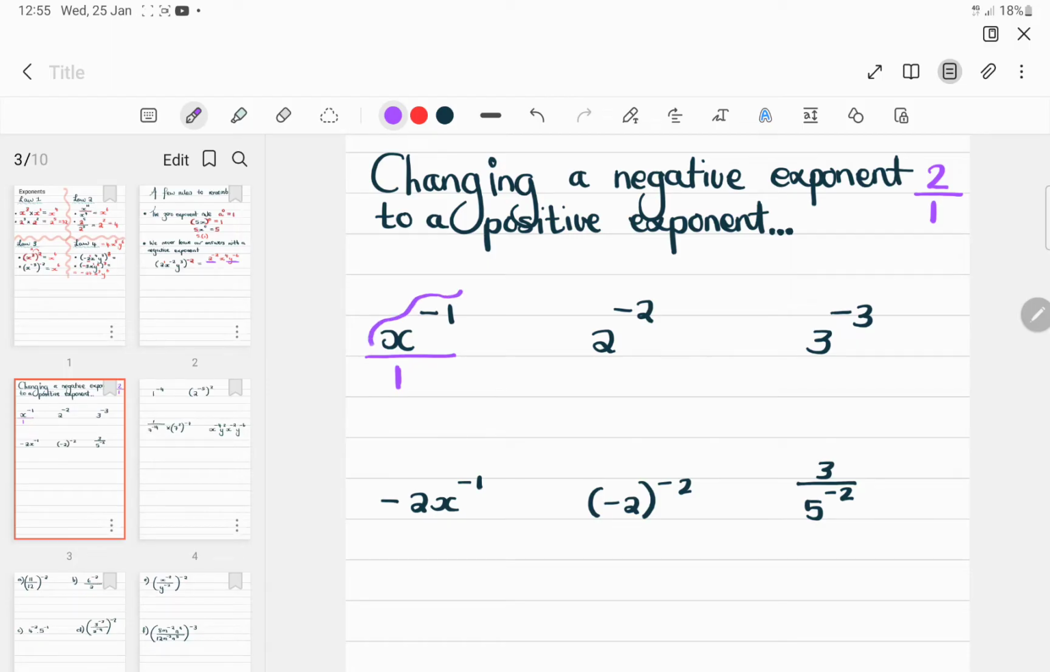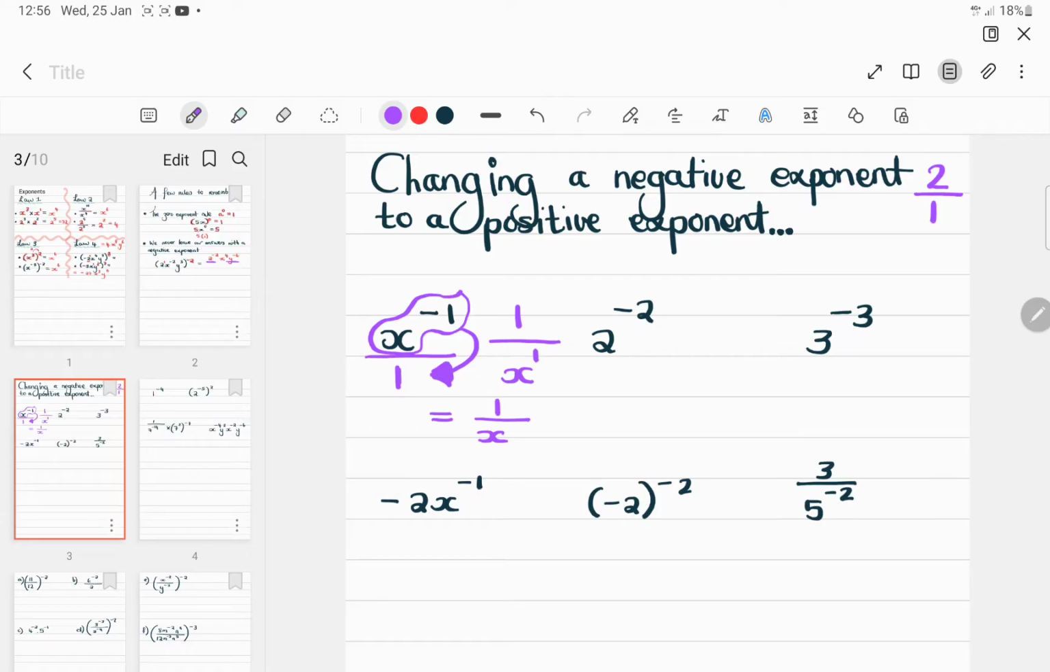This negative 1 belongs to the x. So to change his ways and become a positive little boy or girl, we're going to go put him downstairs. So at the bottom, it's going to be x, and now because he changed his ways, he can now become a positive 1. Now if you've got nothing left on top, you always leave it as a placeholder 1. So your simplified answer is 1 over x.